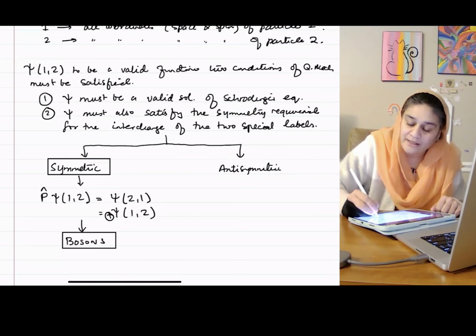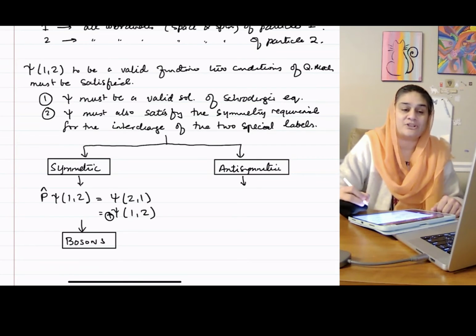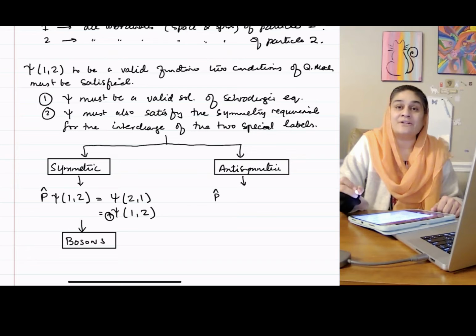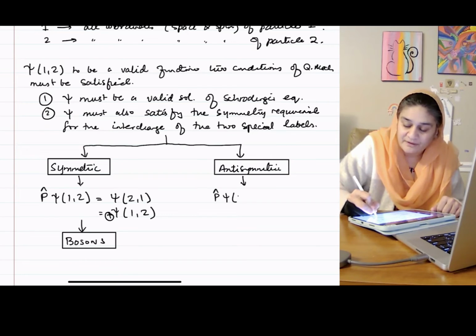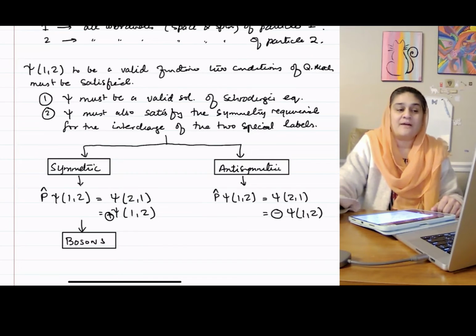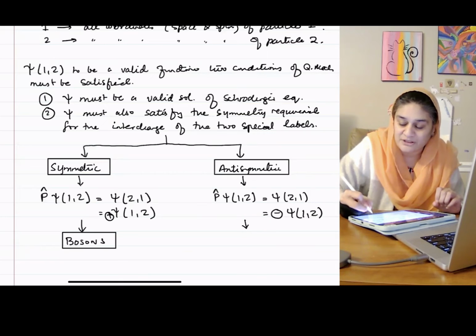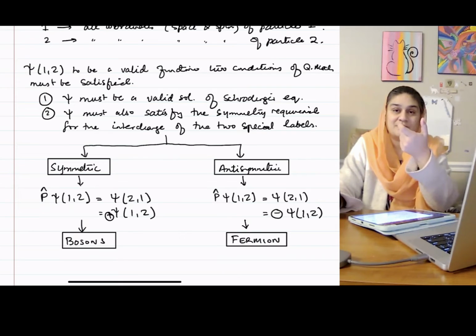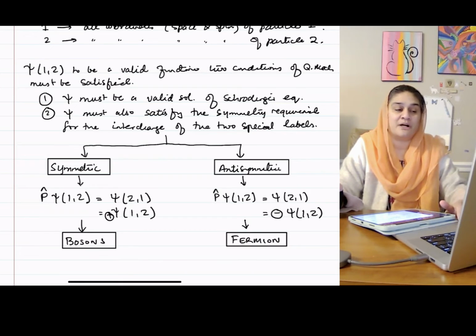On the other hand, if the exchange operator P interchanged it to 2 and 1, however, this value was equal to negative 1 and 2, then this gives you the definition of a fermion. So we say that particles that are antisymmetric with respect to the exchange operator are called fermions.